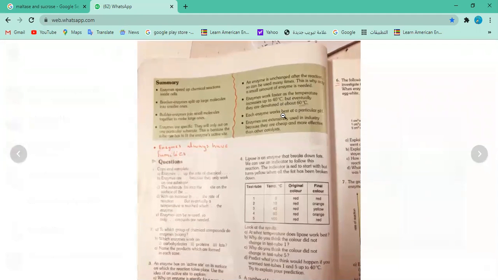Okay, so let's talk about some of the key points in the summary. They are saying that enzymes speed up chemical reaction. That is one of the properties that we discuss. Enzymes are constantly working in our body, especially in our cells. So you agree with that? That will speed up the reaction, right? So anything that is speeding up the reaction, what do we call it? What is the term they have mentioned in the chapter?